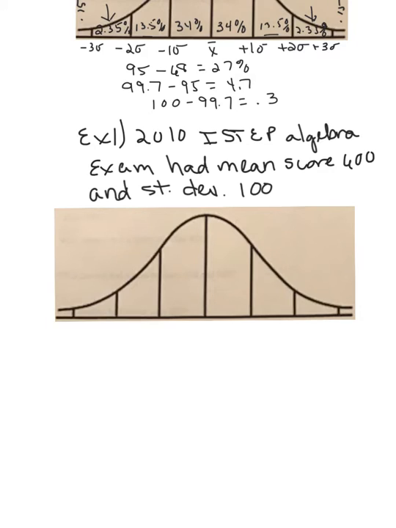For example 1, we are told that the 2010 ISTEP algebra exam had a mean score of 600 and a standard deviation of 100. This is real data that I got by looking online for that information. Those percentages that we talked about just before are always true. So every time you have a normal distribution problem, the first thing you're going to do is put those percentages in place.